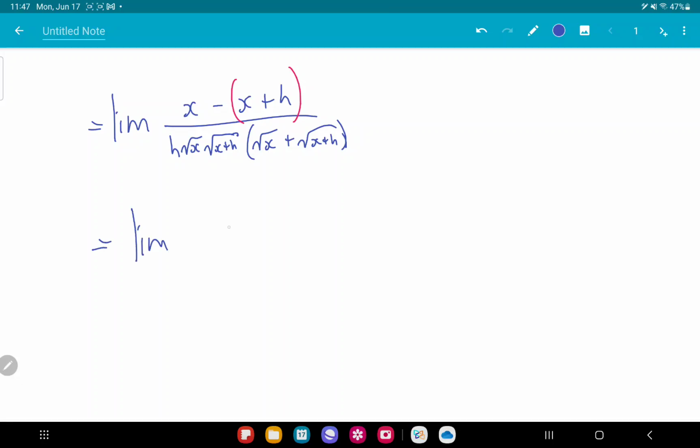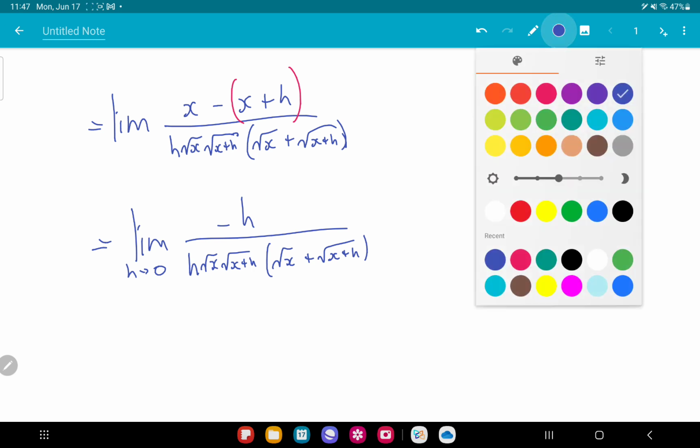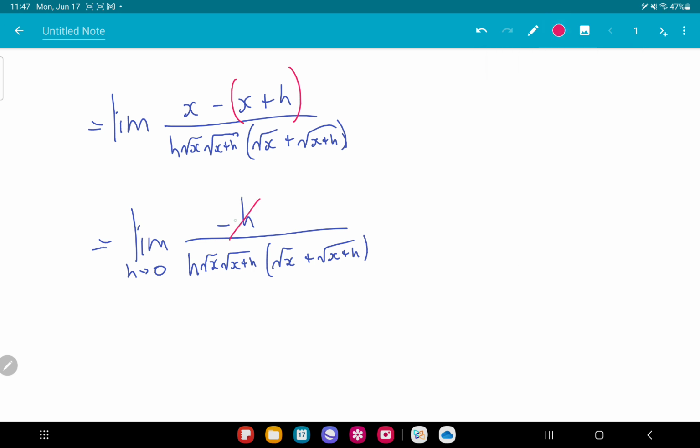So my limit is negative h on top, and this big mess on the bottom. Okay, and again, h is going to 0. Oh, I can't quite do that yet. I have to do my cancellation. The whole point of all this fancy footwork was to obtain that cancellation there. So don't forget that.